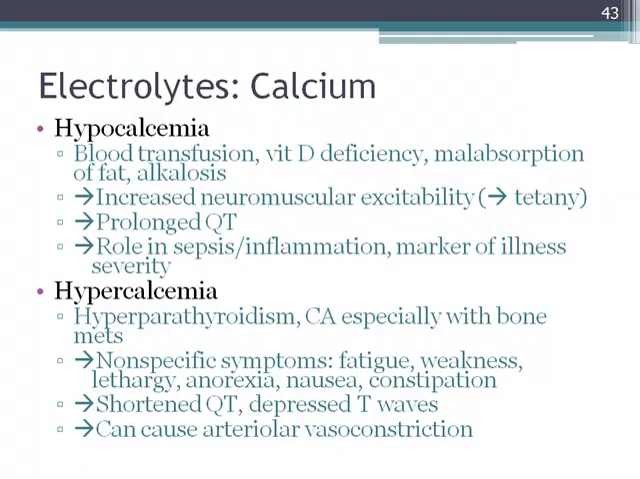So we see low calcium levels often when we give blood transfusions, if there's a vitamin D deficiency, if we can't absorb fat, if we have alkalosis, and then these are the results of that. And this also, prolonged QT interval, is something that we see on the electrocardiogram, so we can see that evidence on there. And then hypercalcemia, a lot of times we see that in cancer patients, especially when they have metastasis. But there's a whole syndrome of things that go along with that where we have hypercalcemia.